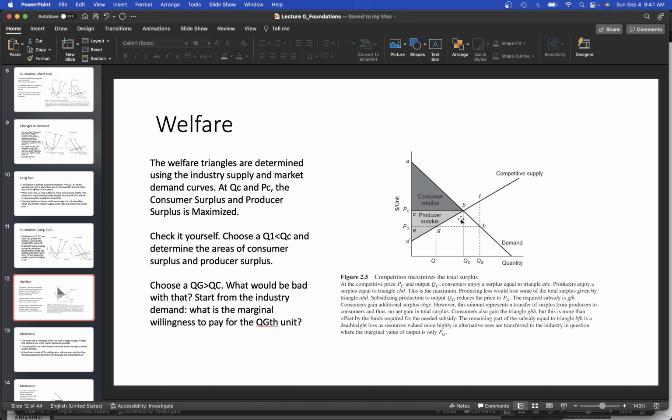And comparing the non-competitive outputs Q prime here and QG, neither of which maximizes total surplus, it is QC that maximizes total surplus. So you might think that QG is good because you're producing a lot, but actually you are developing this triangle here of deadweight loss.